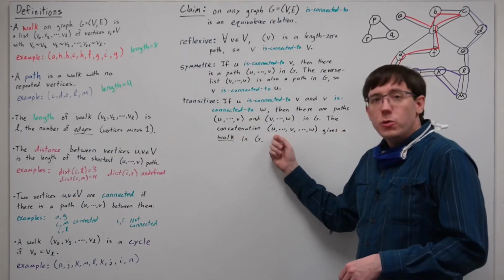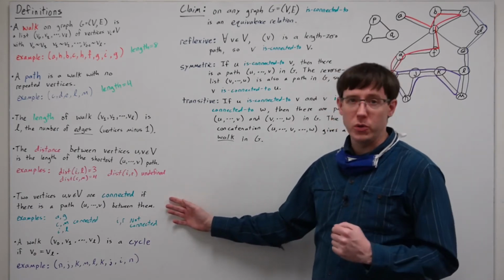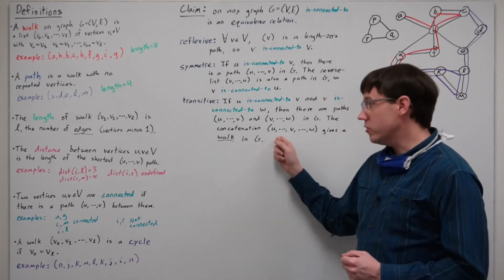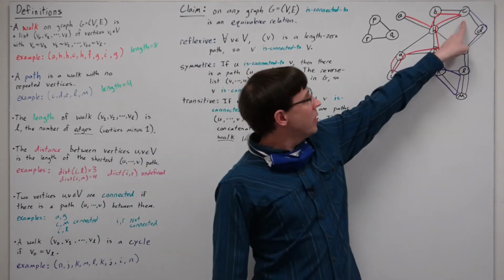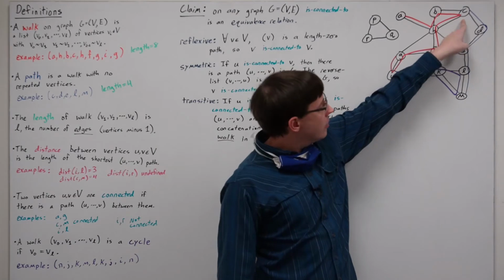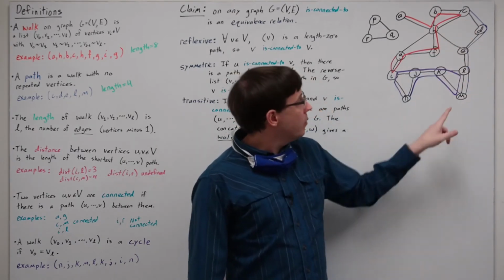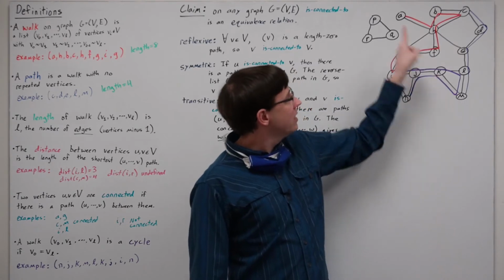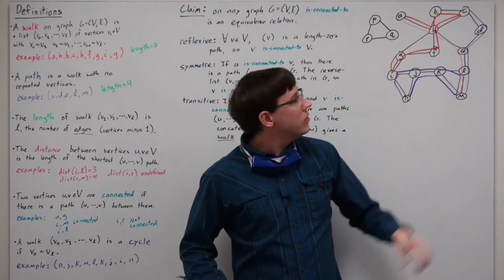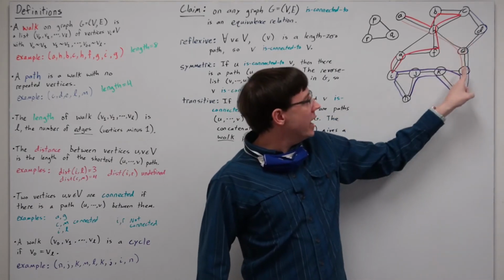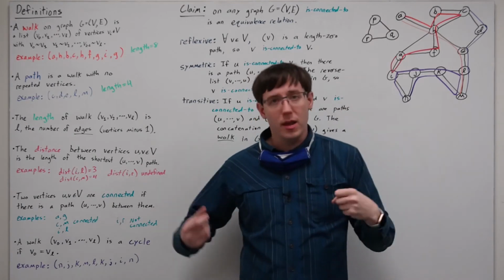But to prove that U is connected to W, we need to show a path from U to W, and this walk might not be a path. In particular, suppose we have a path from C to M, and then we also have a path from M to A. And when we concatenate those paths, we get C, D, E, L, M, L, E, H, A. And that is not a path.